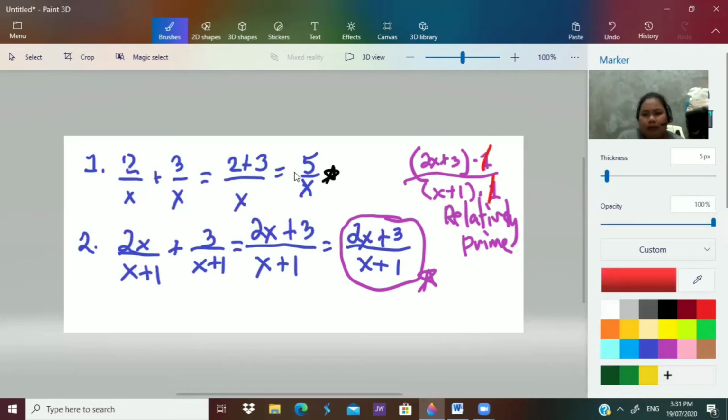So the same concept with number 1. Gawin natin. So you have 5 times 1 all over 1 times x. So makikita mo, ang common factor na lang nila ay 1. Kaya you have 5 over x.